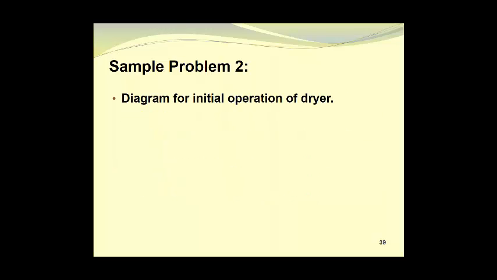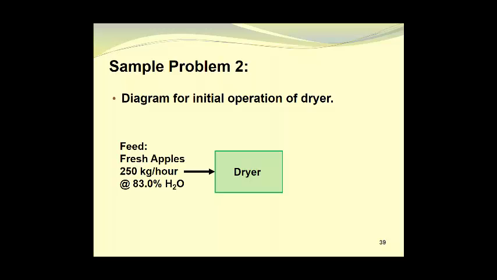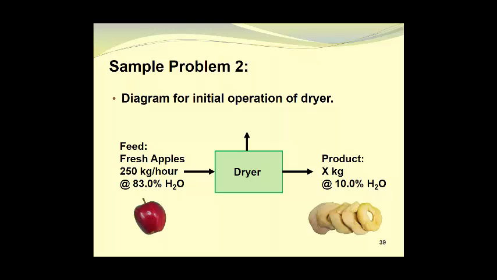The diagram for the initial operation of the dryer will begin with a rectangle representing the dryer itself. Going into the dryer, we have the feed consisting of fresh apple slices at a rate of 250 kilograms per hour with a moisture content of 83.0% by weight. Coming out of the dryer, we have product at 10.0% moisture. However, we don't know the weight of the product, so we will let that be represented by X kilograms. Water is also being removed from the dryer, and we will work on this calculation in a moment.